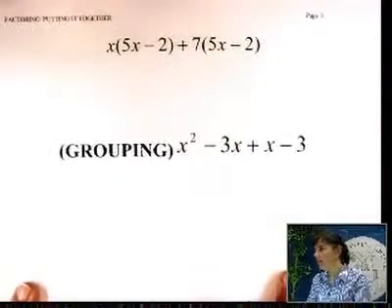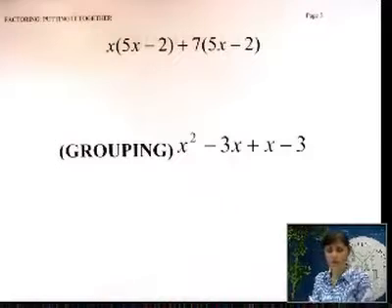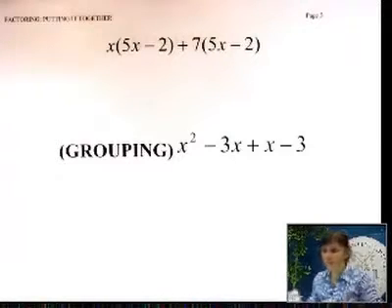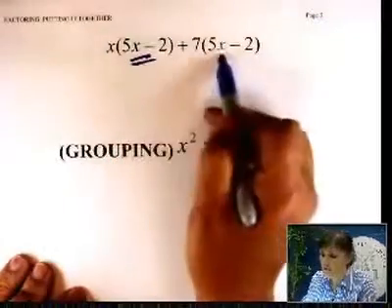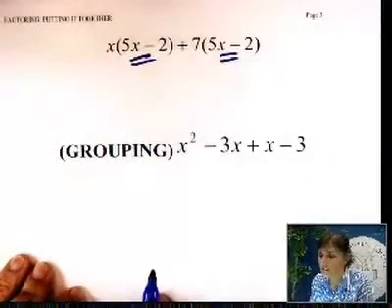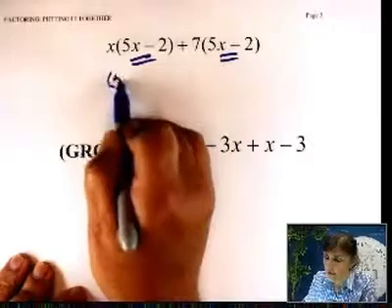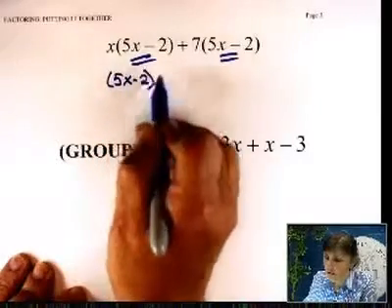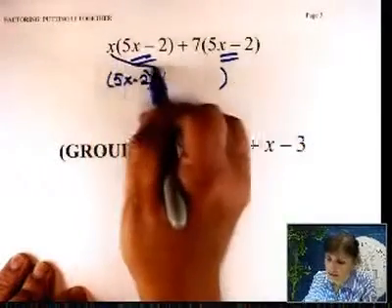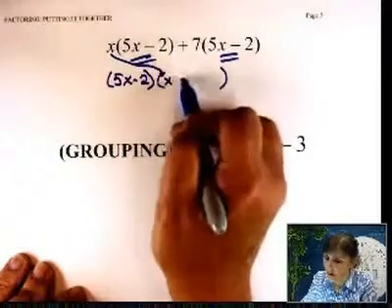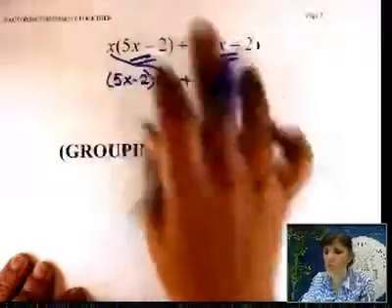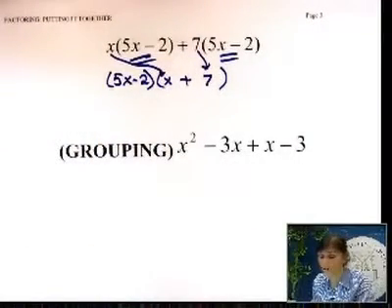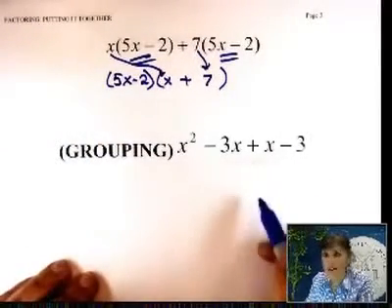Okay. The other thing. I have a GCF. Can I take it out? Greatest common factor: is there something that repeats? Watch. This one does repeat. This one repeats as 5x minus 2. What do you have left? Here's the x plus 7. I took the GCF out of these two terms.